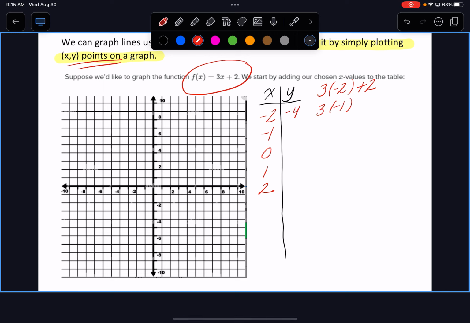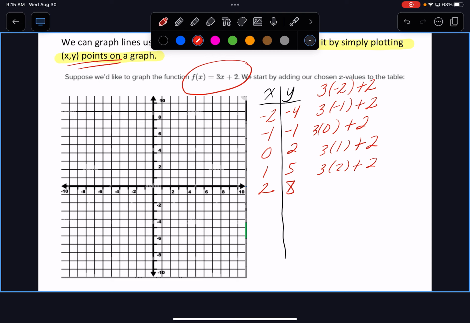Then I'm going to plug in -1. 3 times -1 plus 2. Isn't that -3 plus 2, which is -1? Help me out so we can go quicker. 3 times 0 plus 2 is 2. 3 times 1 plus 2 is 5. 3 times 2 plus 2 is 8. Okay, I'm fixing it. All right, then we would just go plot the points.